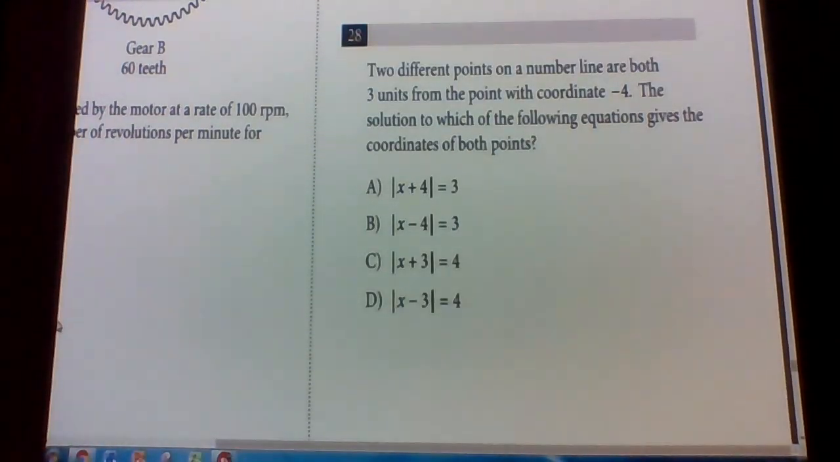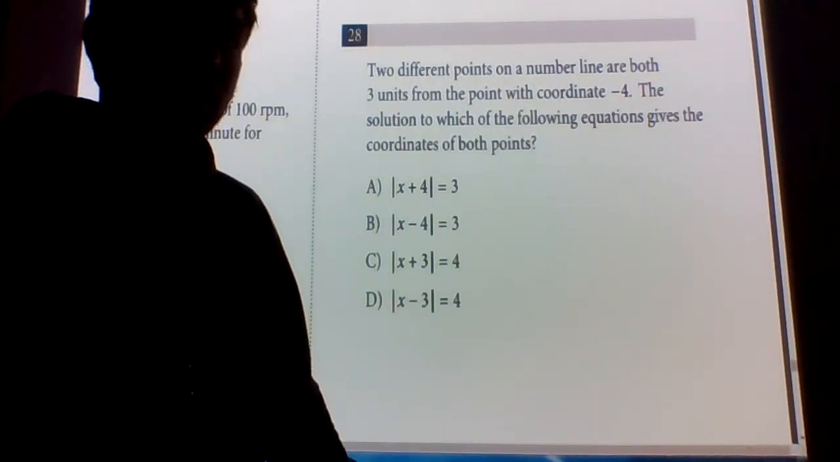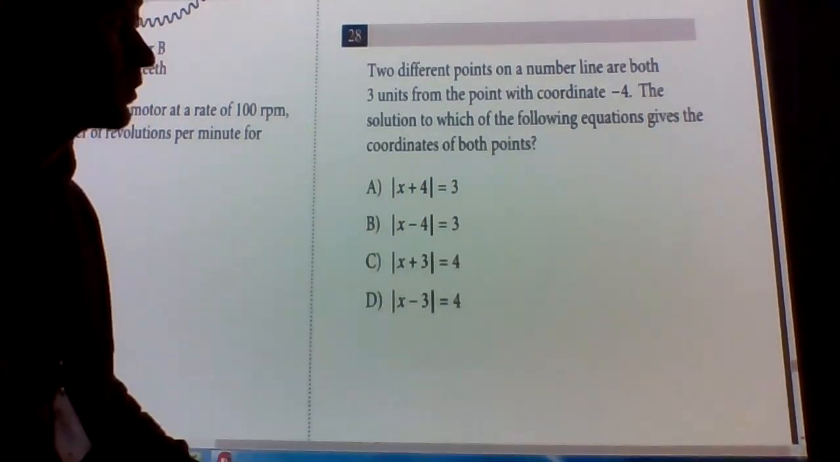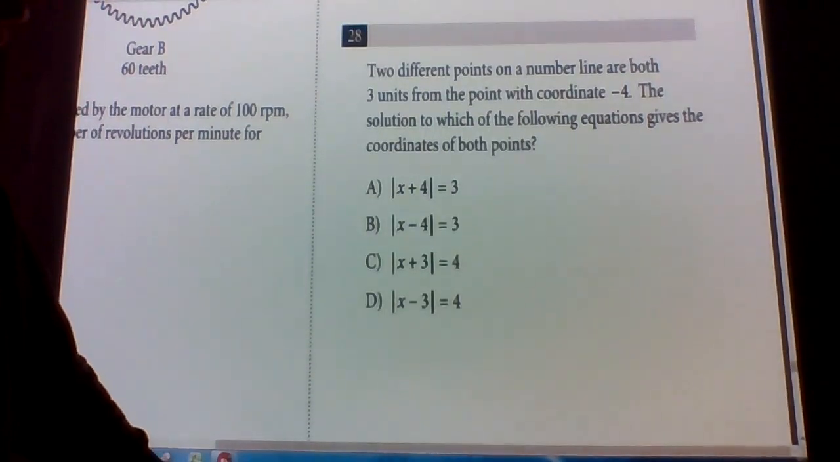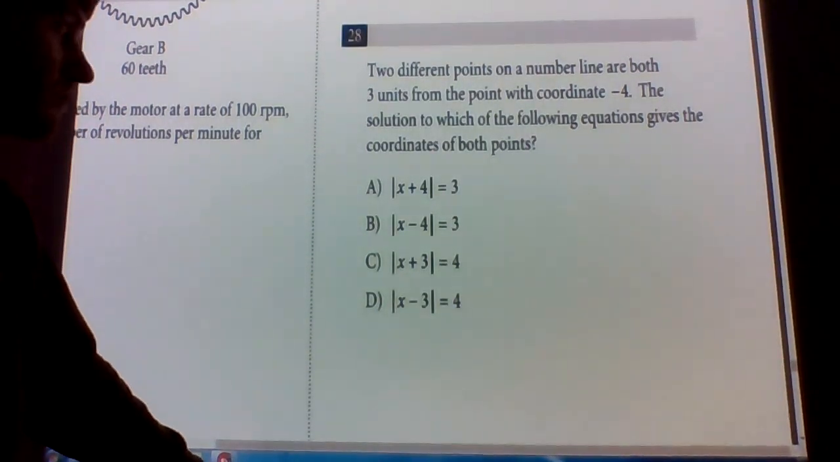Okay, so that one was easy. You just had to graph it. Calculator told you the radius, right? All right, two different points on a number line are both 3 units from the point with the coordinate -4. Which of the following, the solution to which of the following equations gives the coordinate of both points?